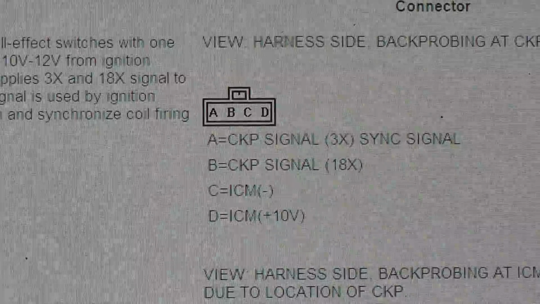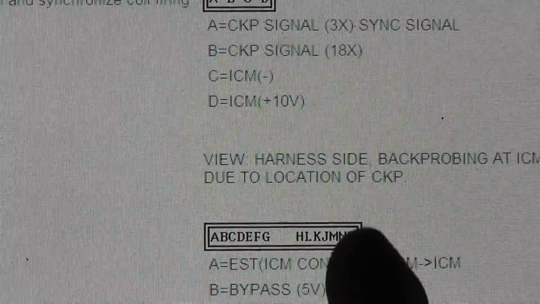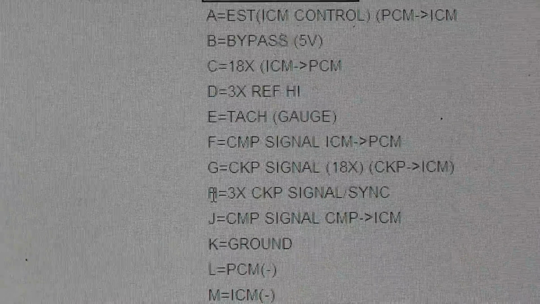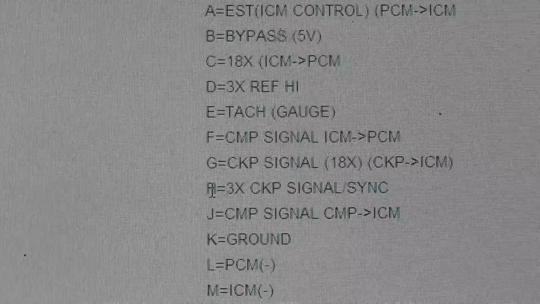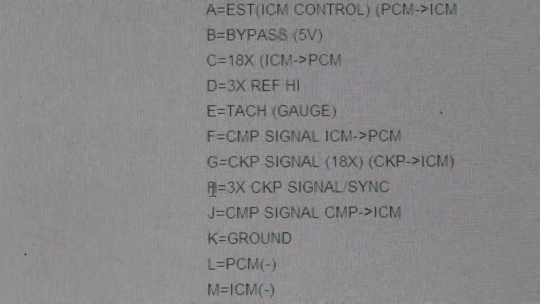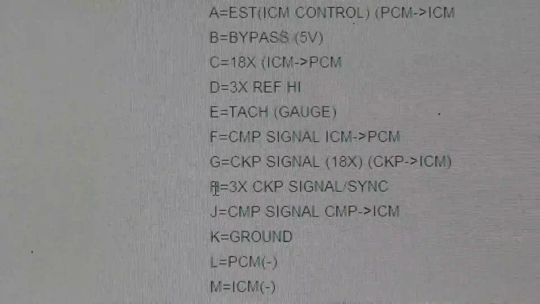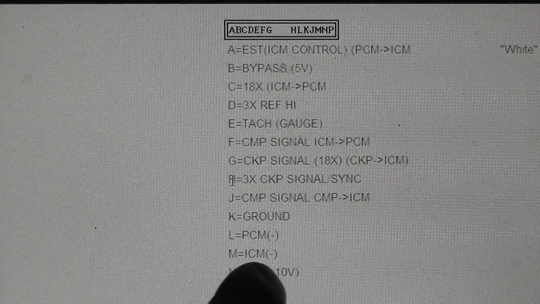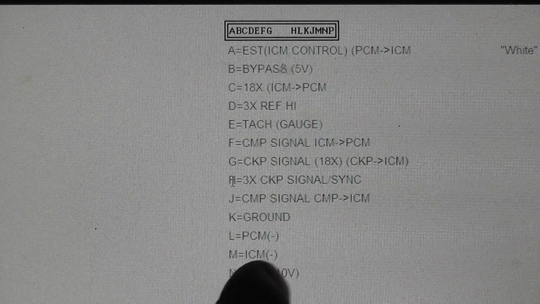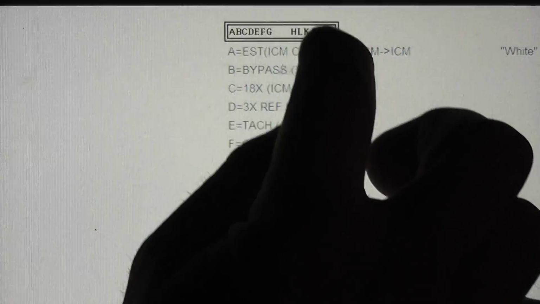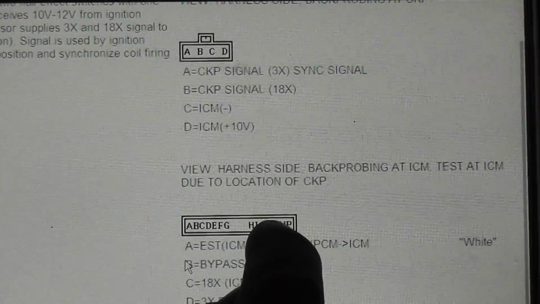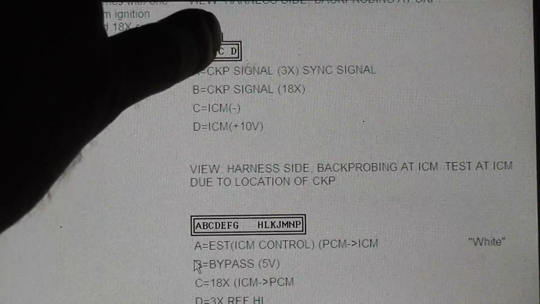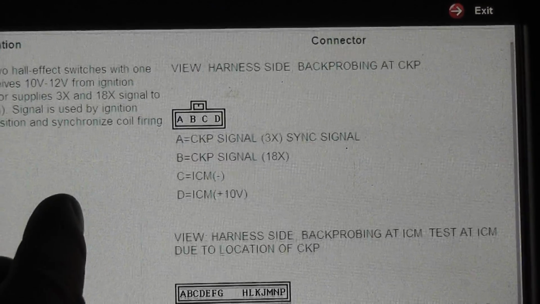And that power and ground actually comes from the ignition module. There's your ignition module connector. And what we're looking for is the ICM positive, 10 volts. That's your power, and it comes from the module on pin N. Pin N is the second pin over from the left on the connector, and that's what's going to feed pin D on the crank sensor, its power feed.